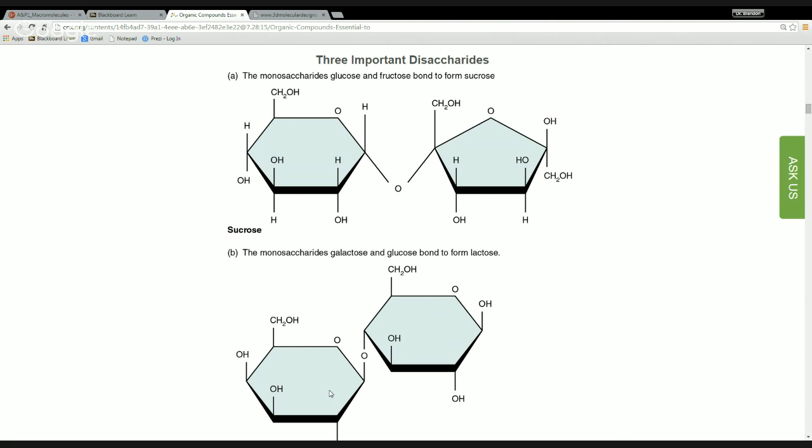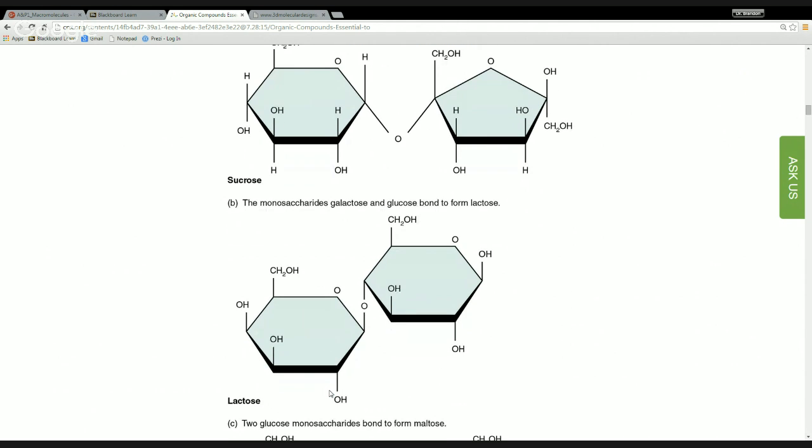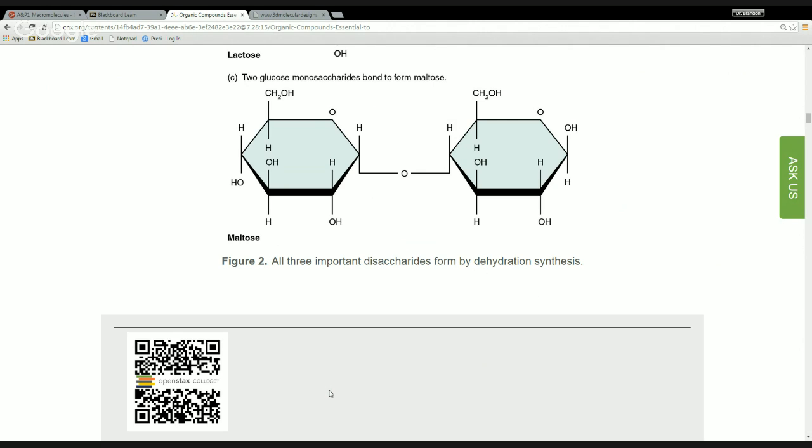Sucrose at the top there is table sugar. And then lactose underneath that is the sugar that's a component of milk. And then there's a third one, which I have to scroll down to see, that's maltose. That's actually what you find in grains that brewer's yeast breaks down to make ethanol. It's sometimes just referred to as malt, but maltose is its proper name.